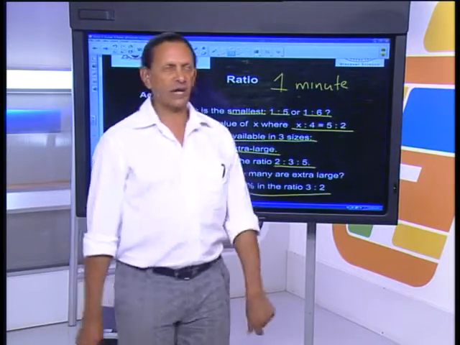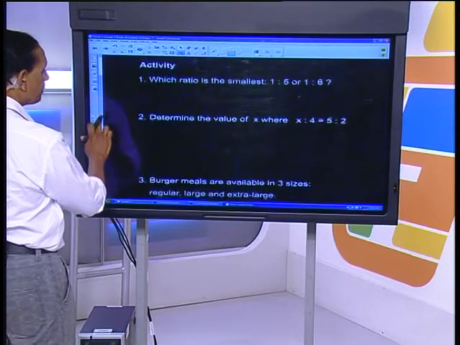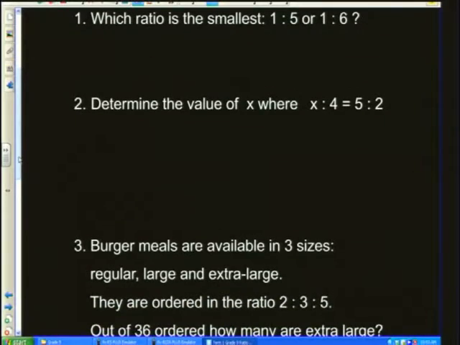Right, welcome back, guys. I hope you had an interesting discussion. So let's start with the first one. Which ratio is the smallest, 1:5 or 1:6? Now, I want you to think, guys.